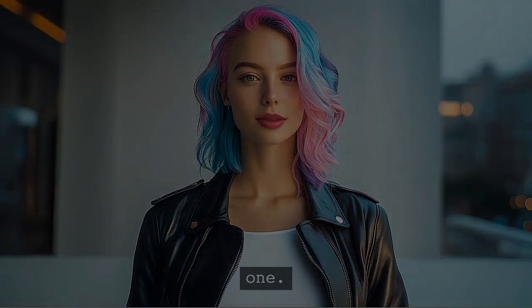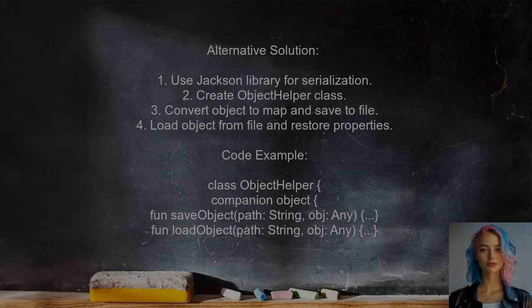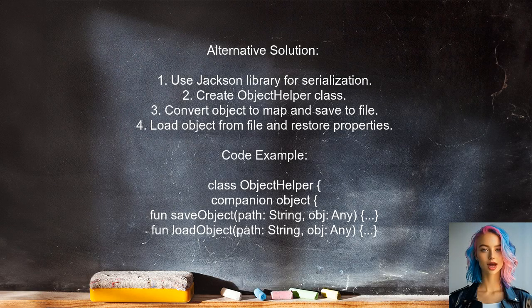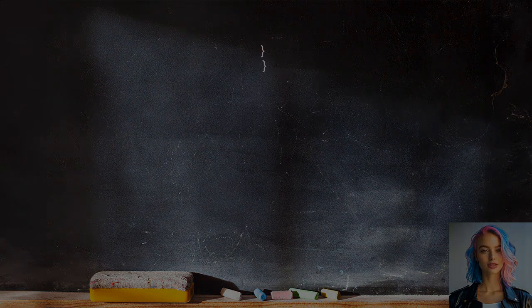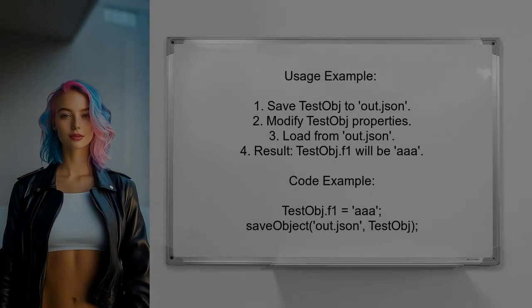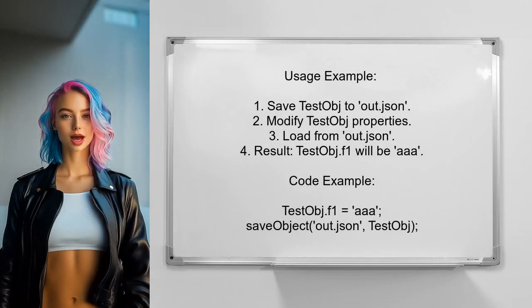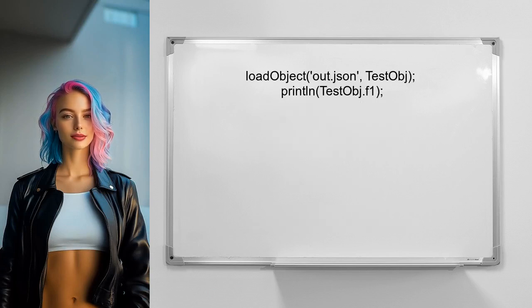Let's explore another one. An alternative solution for singleton serialization in Kotlin involves using the Jackson library. This user suggests creating a helper class that can convert an object to a map and vice versa, allowing for easy serialization and deserialization. The user demonstrates this with a simple example. They save an object to a JSON file and then load it back, successfully restoring its properties without manual assignment.